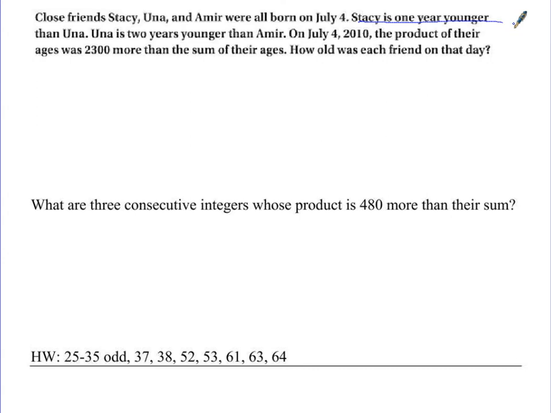To do this problem, we need to set up one variable only. It seems like maybe we need 3 variables, but the best way to do it is with just one variable. And you need to realize which person should be attached to that variable. First of all, it says Stacy is 1 year younger than Una. And then it says Una is 2 years younger than Amir. The person who's involved in both of those is Una. That is the person we need to call X.